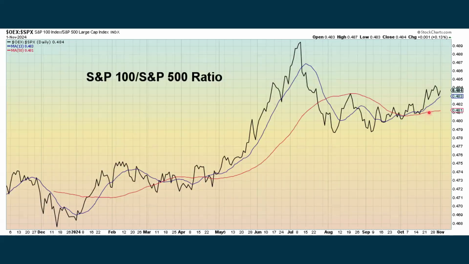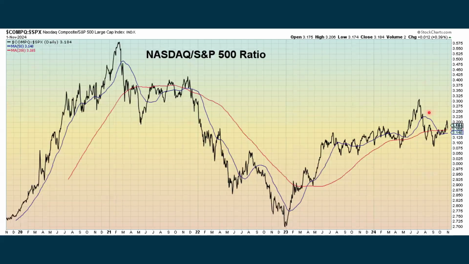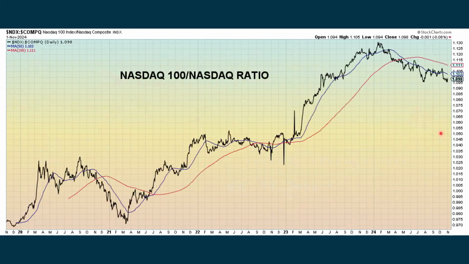And the S&P 100, the biggest stocks that make up the S&P, are outperforming the rest of the S&P 500. The NASDAQ, which is coming off of a recent all-time high, but the S&P is also coming off of a recent all-time high. So even though we're seeing a little bit of an improvement here, we are in a downtrend with this ratio. The NASDAQ 100 has been underperforming the NASDAQ pretty much going back to early spring, even though the NASDAQ set a high in July. Since that time, and even before that, we were seeing how the NASDAQ 100 was underperforming.